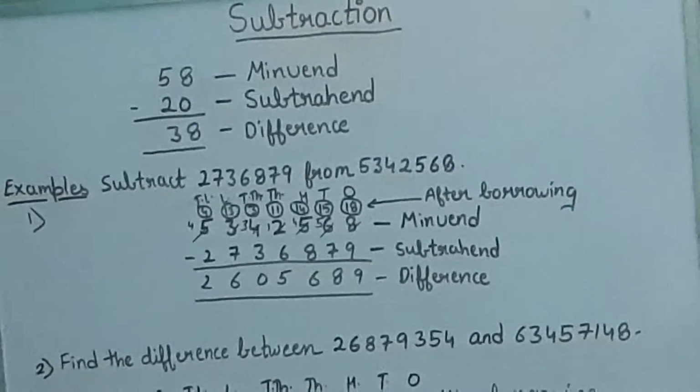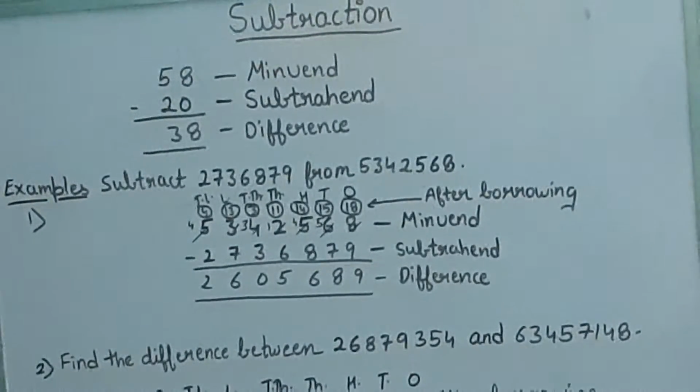2736,879. As I have explained in my earlier vlogs, always write the first number in the first line. So here as we are subtracting, we'll write the bigger number in the first line, that is 5342,568, and the second number, the smaller one, in the second line. Then we'll make the divisions like ones, tens, hundreds. Always check the corner number, the number on the right hand side. So here in these two numbers, 8 and 9 are on the right hand side, means they are corner numbers.